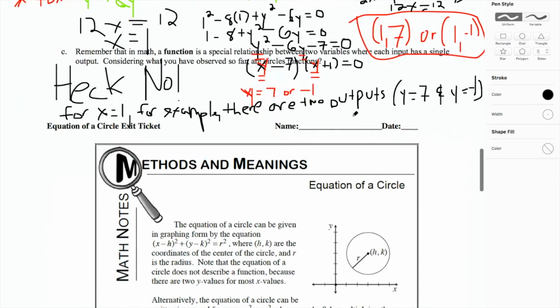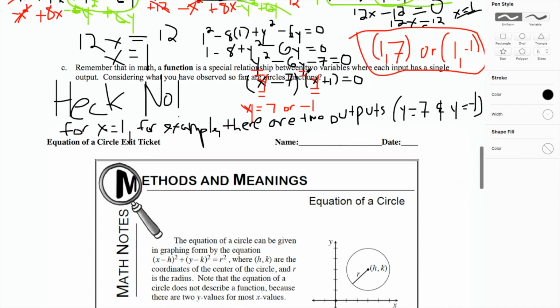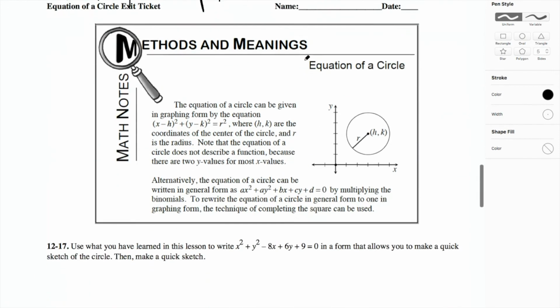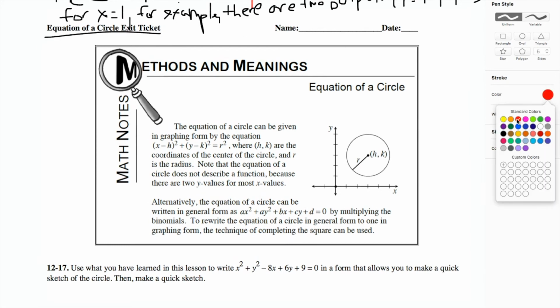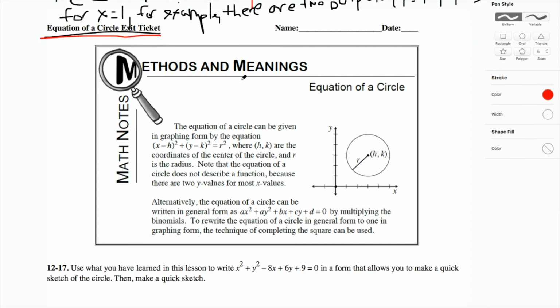Fails the vertical line test too, but it's better to explain it from the function perspective, why the vertical line test is a thing, okay? Equation of a circle exit ticket. So normally on a normal year of class, this is our third day doing equation of circles. So then you guessed it, we're going to have a little bit of a mini quiz.